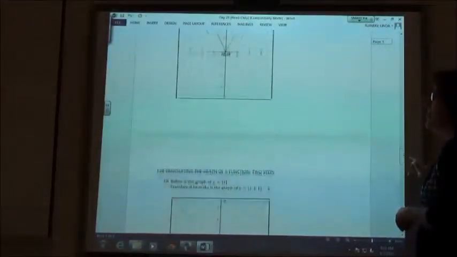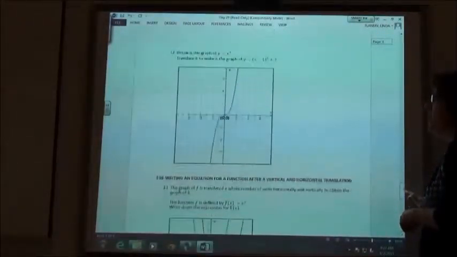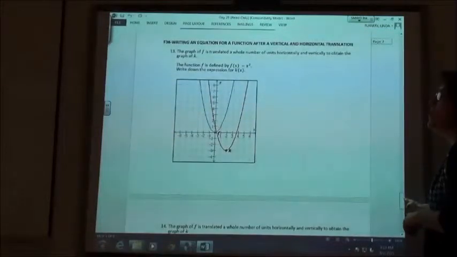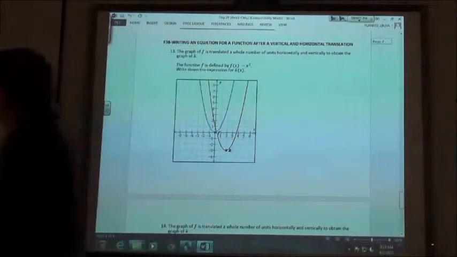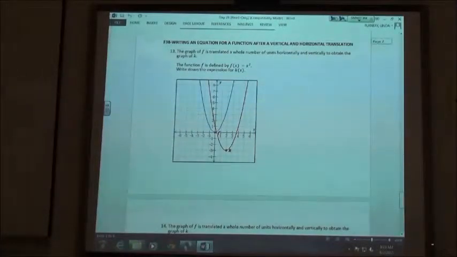What they're going to have you do is look at the graph and figure out how the graph moved so that you can write the equation of the graph. Maybe check with me.